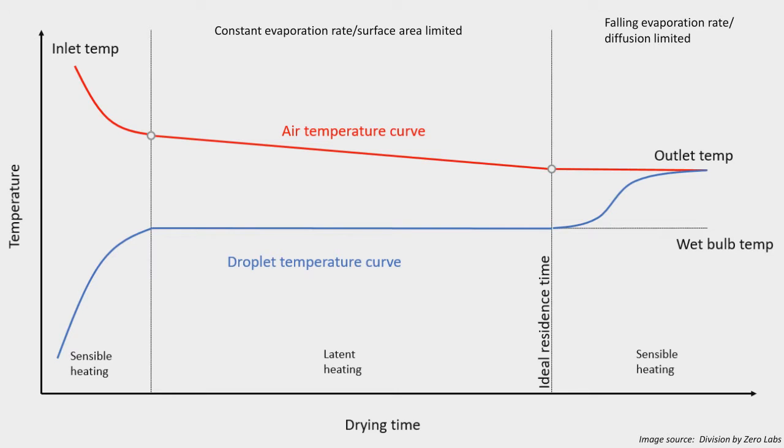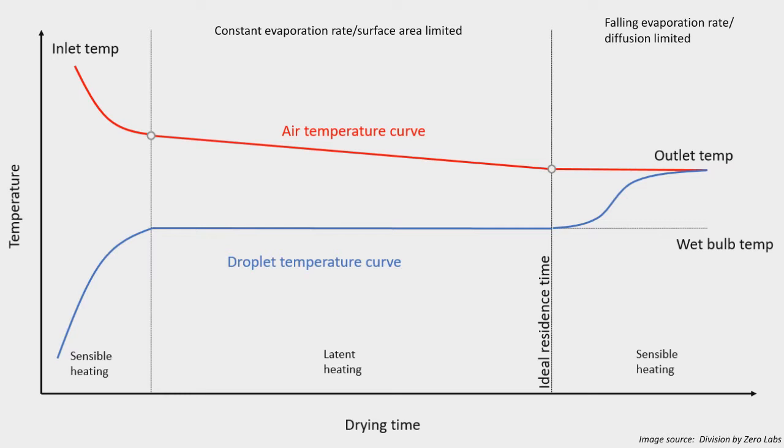This is kind of a mental exercise. This is not any data that I've collected in the lab or anything. This is just an exercise to think about. But if you were somehow able to take a parcel of air and follow it through the spray dryer and measure its temperature along the way, and then also do the same thing with a single droplet that gets spray dried in this chamber, the temperature curves might look something like this. There's basically three phases to consider.